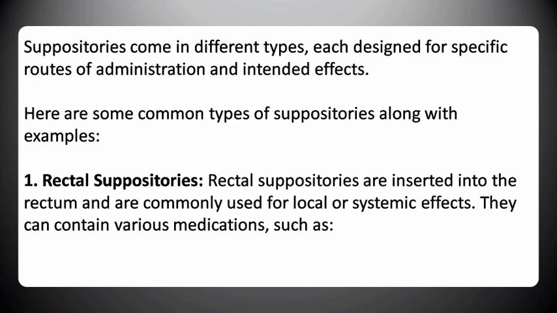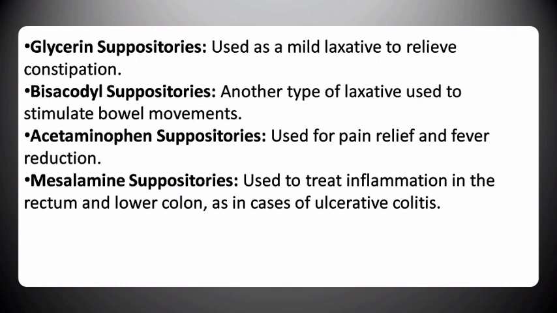They can contain various medications, such as A. Glycerin suppositories, used as a mild laxative to relieve constipation. B. Bisacodyl suppositories, another type of laxative used to stimulate bowel movements. C. Acetaminophen suppositories, used for pain relief and fever reduction. D. Mesalamine suppositories, used to treat inflammation in the rectum and lower colon, as in cases of ulcerative colitis.